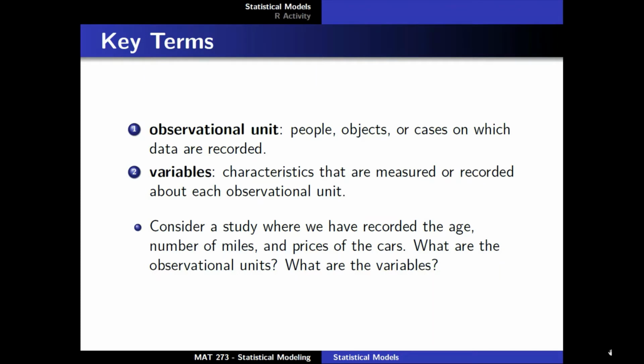Okay, hopefully you paused it and thought about it, or if you know it already, that's okay. The observational units are the cars, and the variables are the age, the number of miles for each car, and then the price.